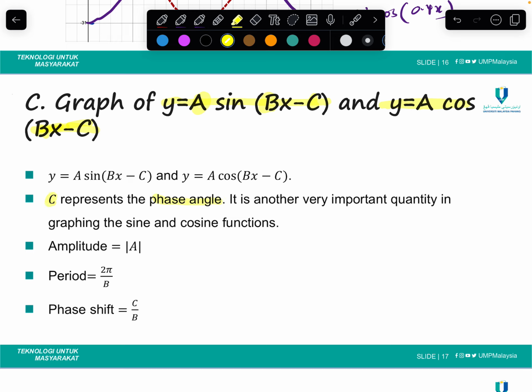It is another very important quantity in graphing the sine and cosine function. Amplitude remains as A, period remains as 2 pi over B, similar to part B. Now you have another one which is phase shift, and the formula is C over B. Okay, you have to remember this.